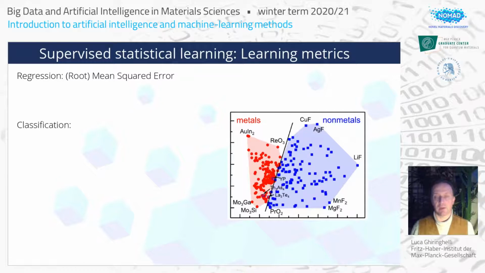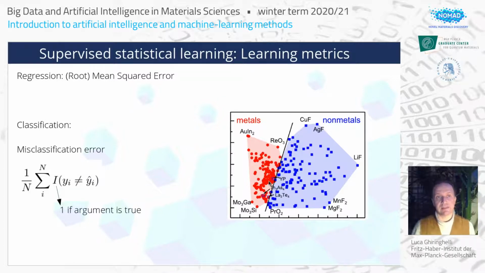And to fix the idea, let's say we are classifying materials if they are metals or non-metals. As natural as the mean square error is for the regression, the natural metric for classification is counting essentially what is misclassified. So this indicator function is one if the argument is true. So we count how many times we have a disagreement between the prediction and the truth that is known for the training, and this is our misclassification error.